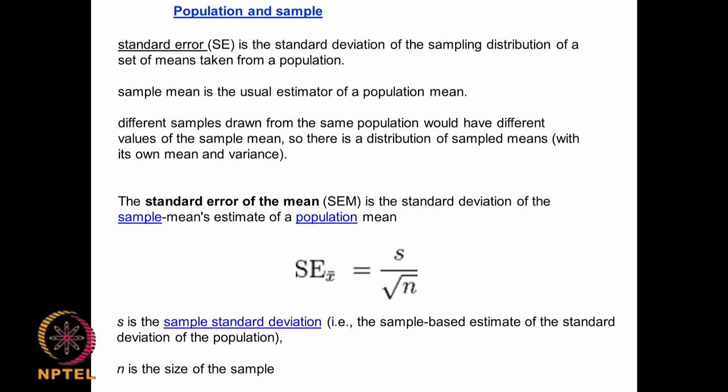So there is something called the standard error of the mean, that is the standard deviation of the sample means, which is an estimate for the population. Standard error of all these means is given by S divided by square root of n. S is your sample standard deviation, n is your number of data points. So this is the standard error of the mean. In fact, this is a real representation of the standard deviation of the population.